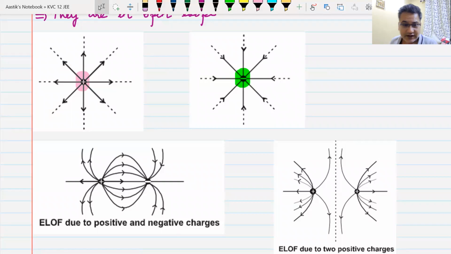Then these are the electric field lines due to two negative charges. It will be the reverse of this. Instead of electric field lines going out, electric field lines will be coming in. And you can see there are no electric field lines in this space. That means there is no electric field there, literally.